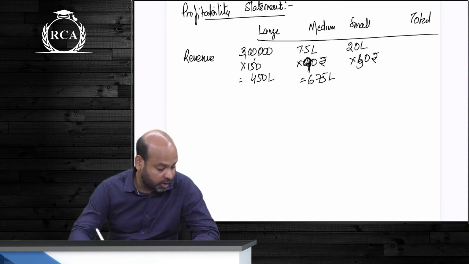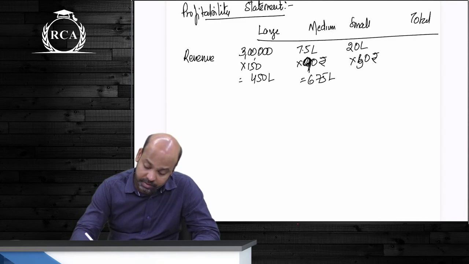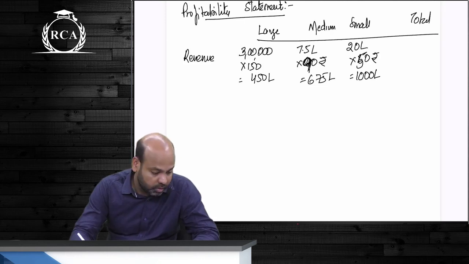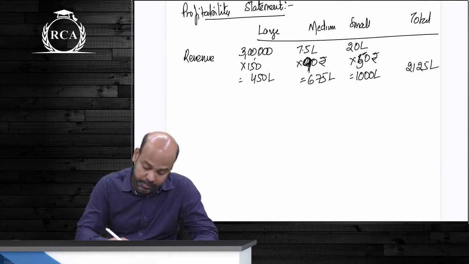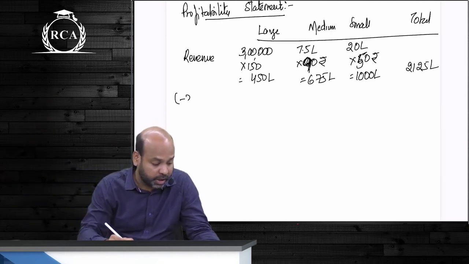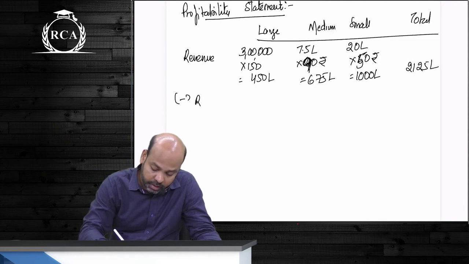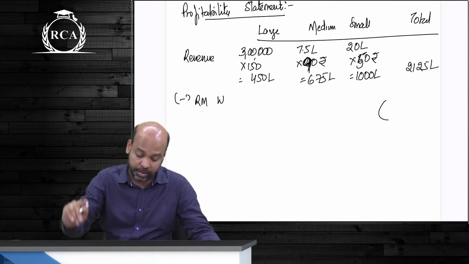Am I writing everything wrong, yaar? Are you sure it is 50? Yes, 50. All put together, 2125 lakhs. Now, guys, minus. We have presented so much information, guys. Start one by one. Raw material W, guys. I do not want you to write product-wise. Can I directly write the total requirement of raw material W? How much was it?